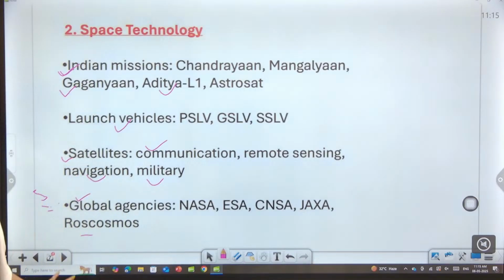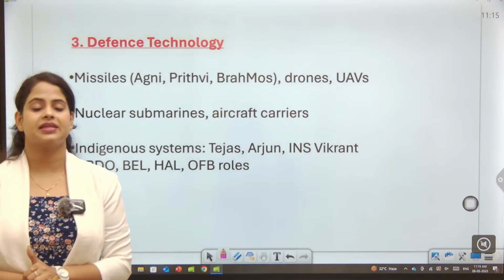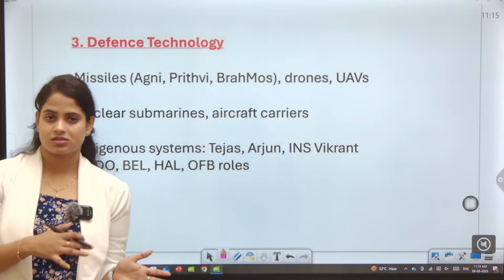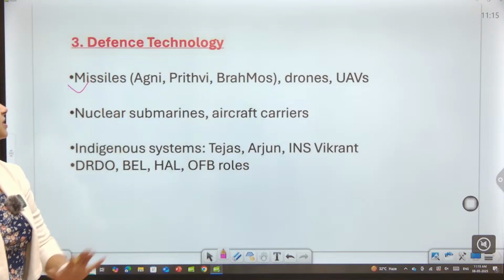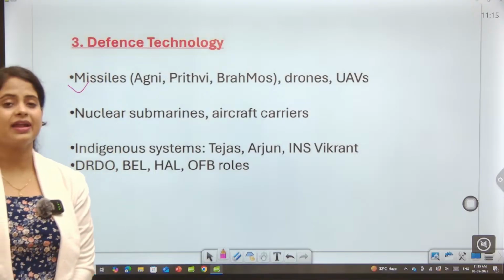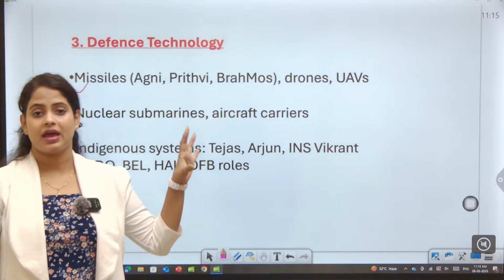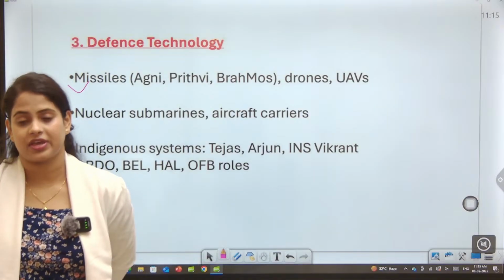So next, about defense technology. This is the science and tech topic we are going to discuss, or we have already started discussing. So still, this is about missiles, kinds of missiles like Agni, Prithvi, BrahMos, and the drones and the UAVs, that is, unmanned aerial vehicles.